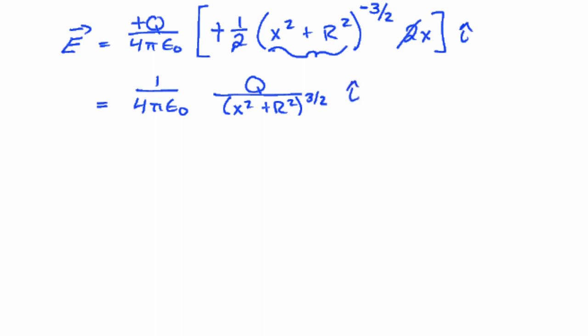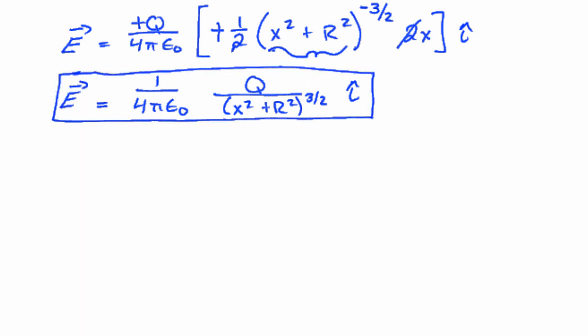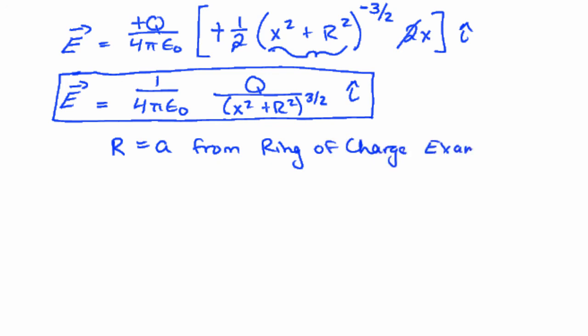If you go through and take a look at the ring of charge example, you'll find this is exactly what we had previously calculated. The only difference is that what we're calling R in this example was equal to a in the ring of charge example. We just had a slightly different name for the radius of the ring. So that's how you take the potential and determine the electric field.